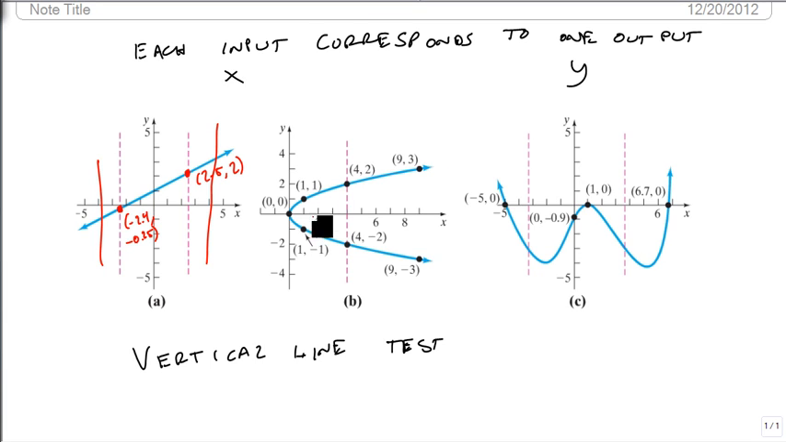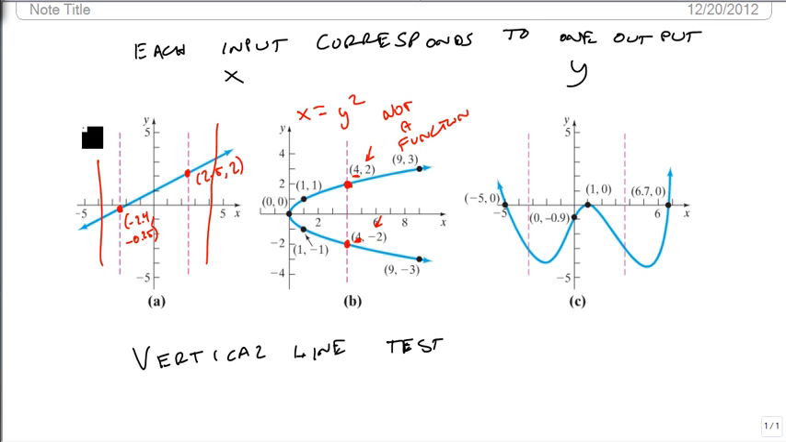However, this looks like that y squared graph that we did before, x equals y squared. Notice that for this value, I have two different places that it connects. And so the x value of 4 has two different y's. And as long as that happens even once, it's not a function.